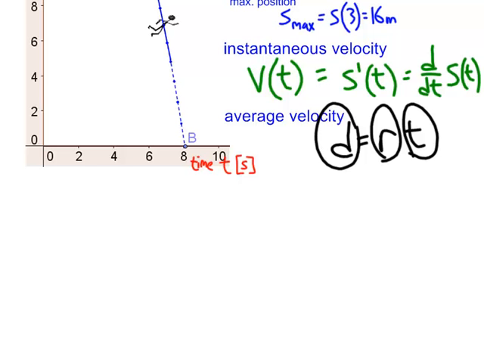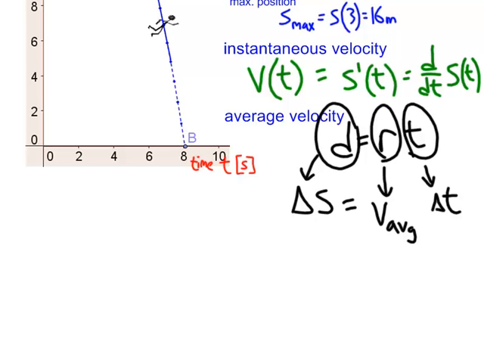I'm going to say that that old d equals rt is really, r represents our average velocity. T really represents delta t, a change in time. We're not talking about time in the absolute sense. And d really represents the change in position. That's what distance is. So if I were to rearrange that algebraically, I would get v average equals delta s over delta t.